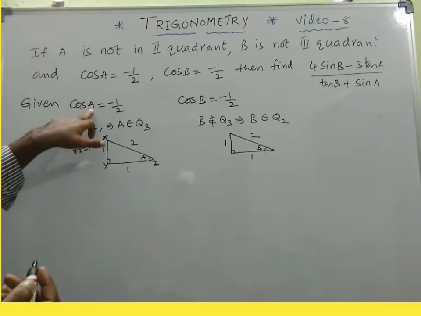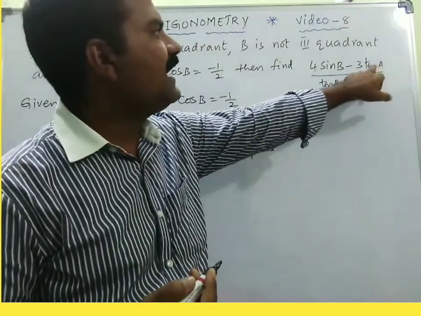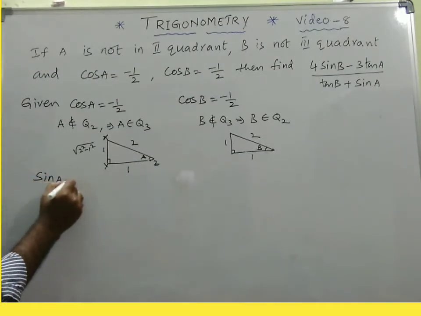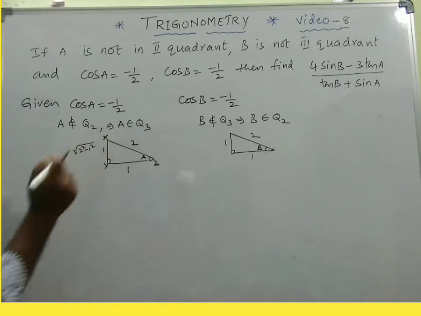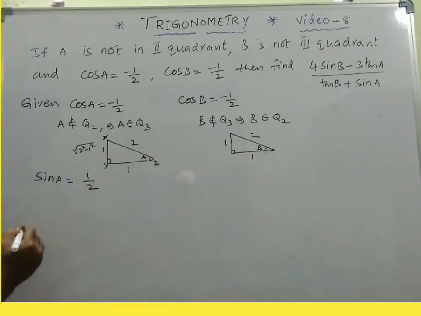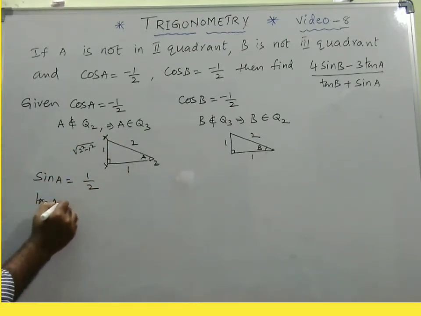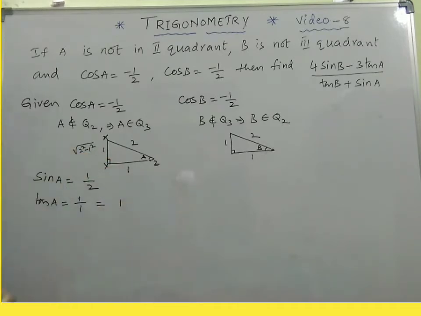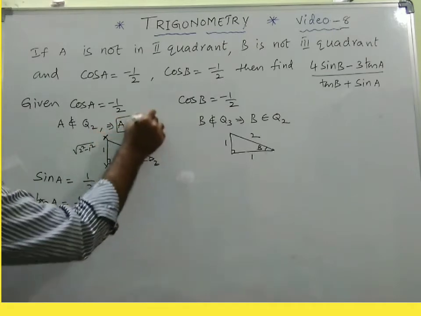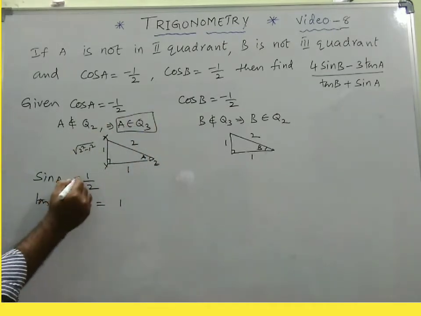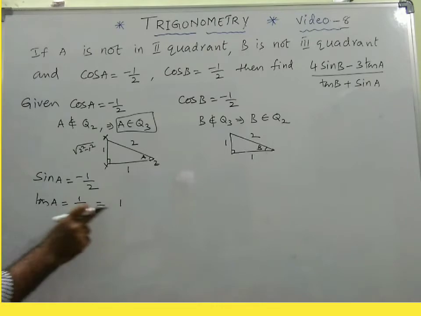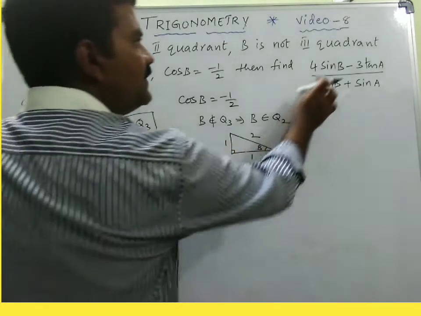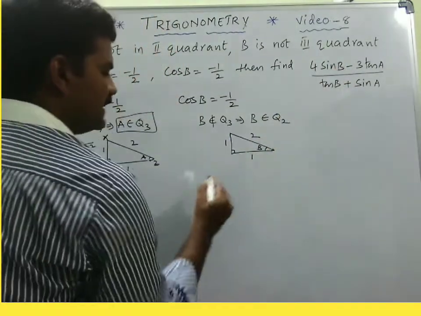Now coming to angle A, I want sin A and tan A. So what is sin A? Sin A is nothing but opposite by hypotenuse, which is 1 by 2. And tan A is nothing but opposite by adjacent, 1 by 1, which is 1. But since A belongs to the third quadrant, in the third quadrant sin is negative but tan is positive, so it remains as it is.